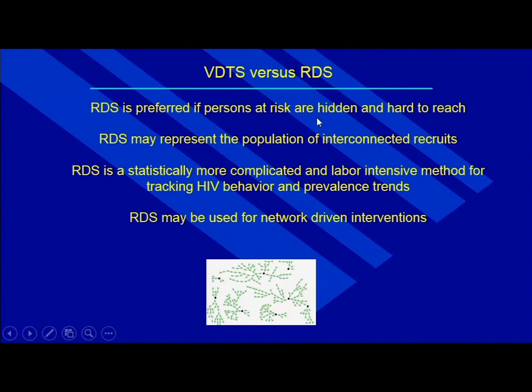So RDS we prefer to do if the population is really hidden and hard to reach. It may represent the population of people that are connected or interconnected. So, obviously, because it's a network sample, we may not be able to enroll people who are not part of the network.